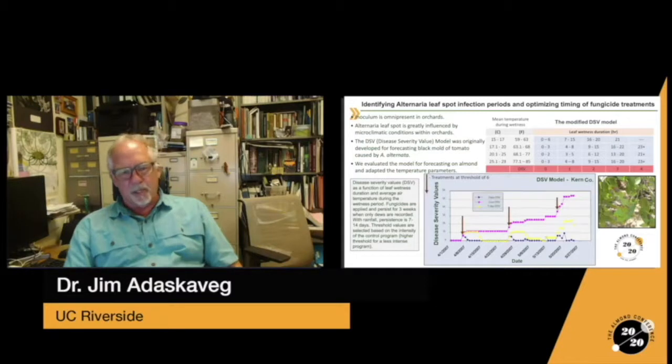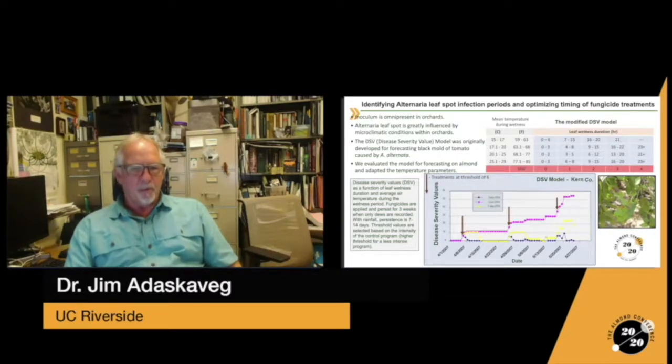Then we continue to monitor and wait for another major increase. Here on 4.28, another increase of 6 points went up for the DSV model between the 28th and 29th. It went up to 6 on the DSV value, so here's another timing for the application. So we're basically timing our fungicides.